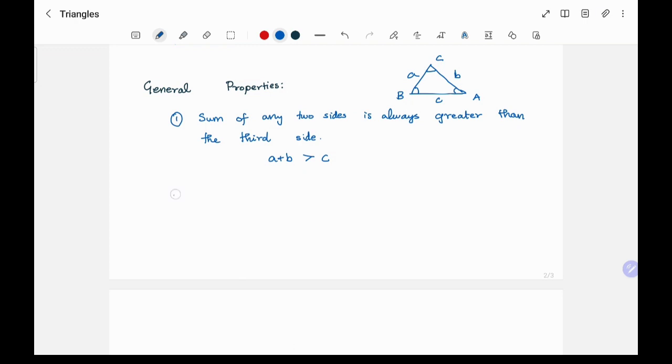Okay. The second one is the difference between any two sides is always smaller than the third side.